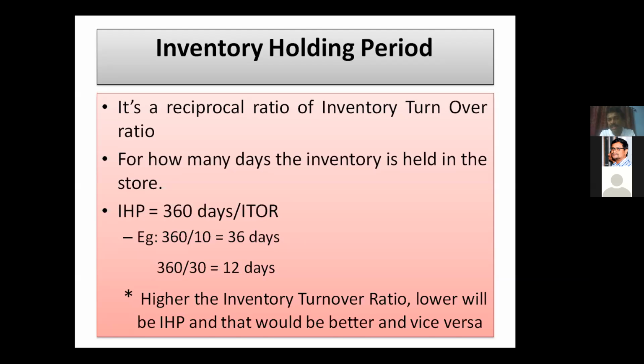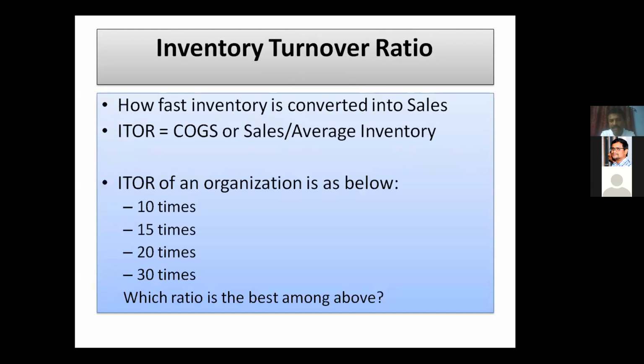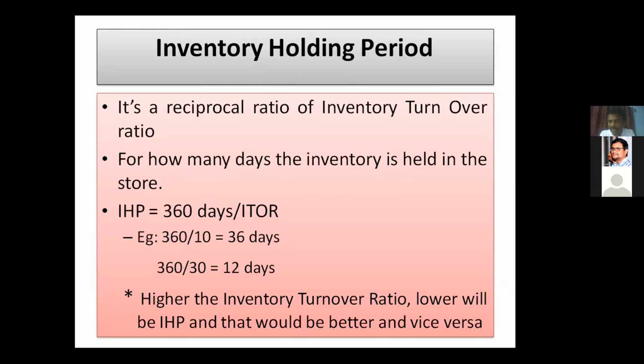In the example, from the previous slide I have taken inventory turnover ratios of 10 and 30 for comparison. When the inventory turnover ratio is 10, 360 days upon inventory turnover ratio gives 36 days. What this means is, on an average the company is holding its inventory in the company for 36 days. When the inventory turnover ratio is 30, 360 divided by 30 equals 12 days. This means the company is holding its stock in the godown for a period of 12 days on an average. Which is better? Holding inventory for 36 days is better, or holding inventory for 12 days is better? Holding inventory for a lesser number of days is always better.